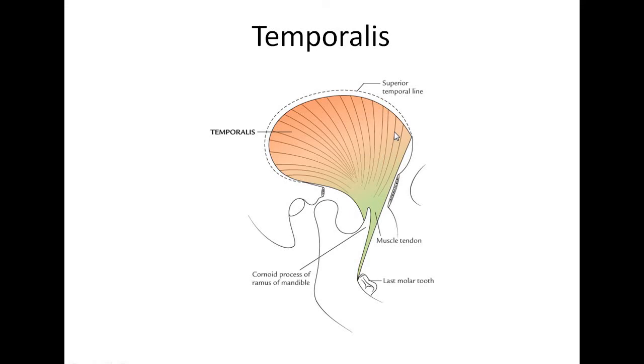Make a note that the anterior fibers are arranged vertically, the posterior fibers are placed horizontally, whereas the middle fibers run obliquely. All these fibers converge to form this green part, which is called the tendon, to be inserted at the anterior border and the medial surface of the coronoid process of the mandible. These are supplied by the deep temporal nerves, and its action is to elevate and to retract the mandible.